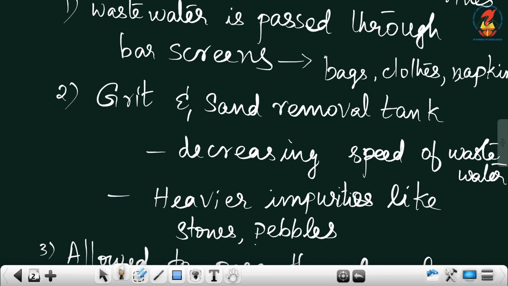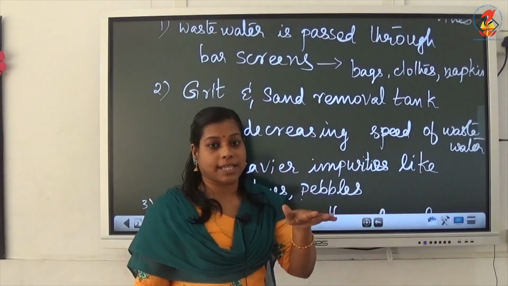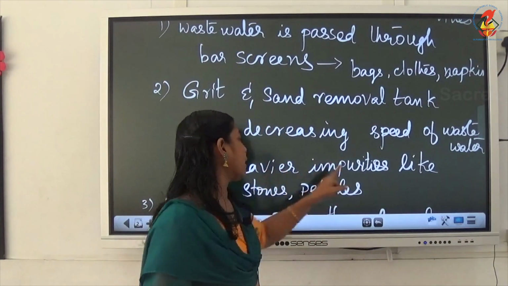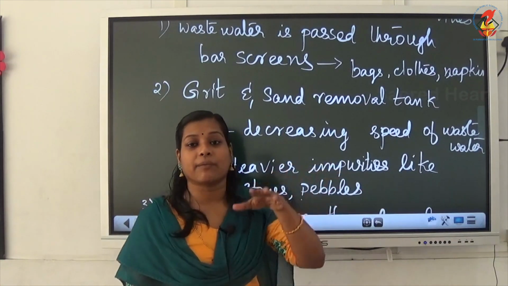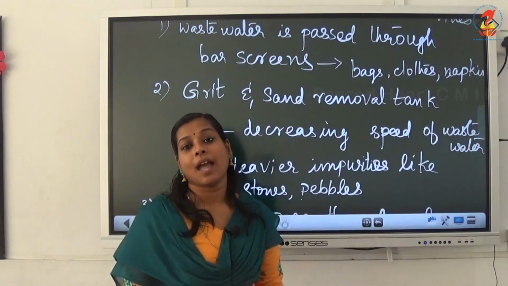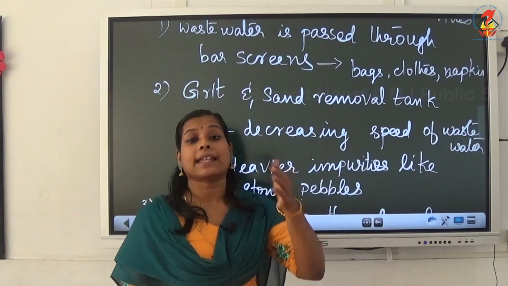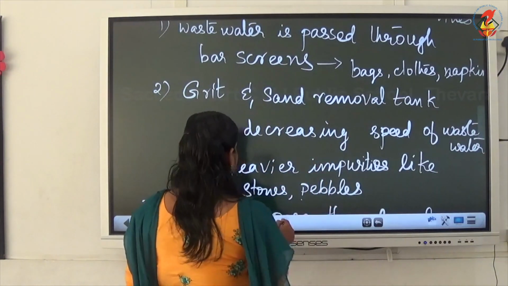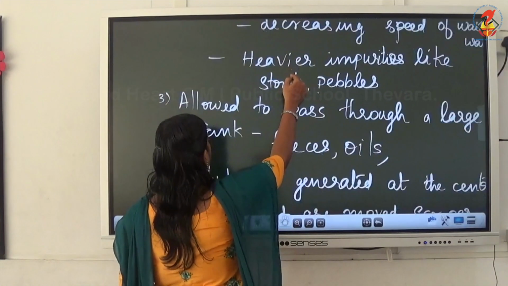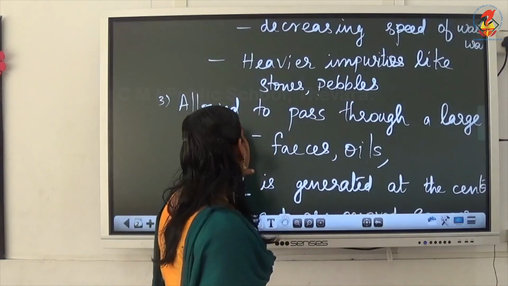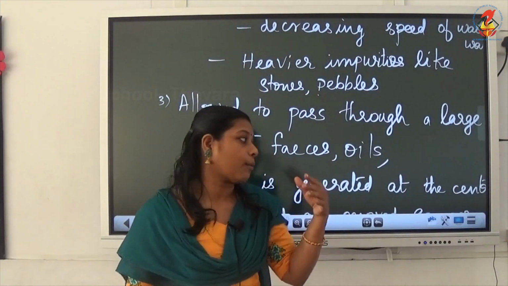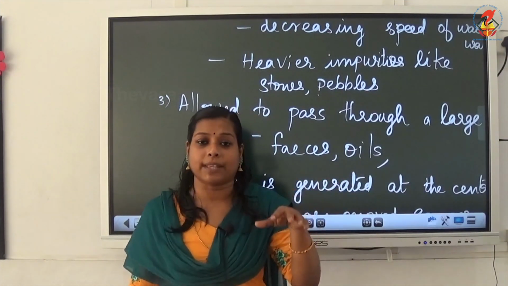So, at that time what is happening there, the speed of the water we are decreasing there, so that heavier impurities like stones, pebbles, everything will be settled down at the bottom. Then that water only is allowed to pass through the next stage, and at that time that water will contain feces, animal, human feces, oil, everything will be there.